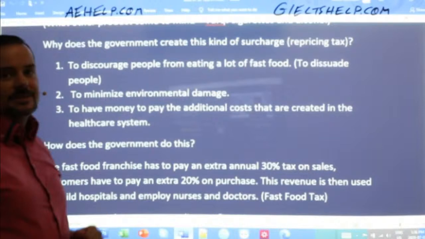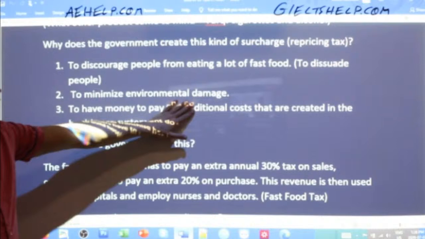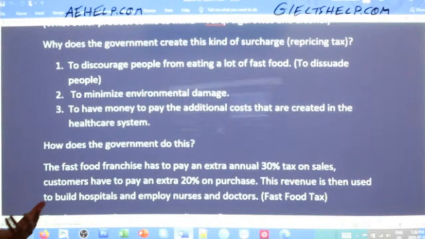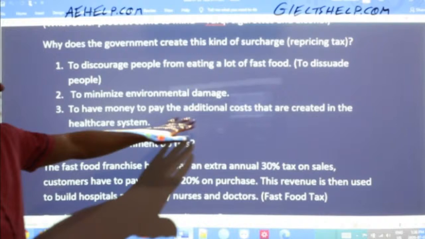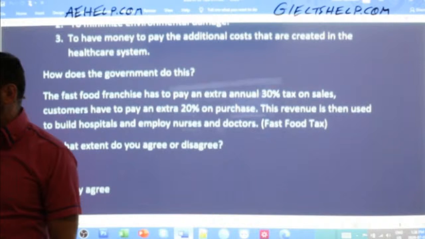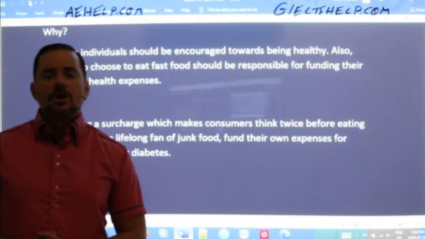Minimize environmental damage. I think that was Abhishek, and that's right. But again, we decided not to talk about that because it's just too much information for IELTS. So the other one was to have money to pay the additional cost created in the healthcare system. Okay, so we chose a side here. This was definitely a strongly agree.